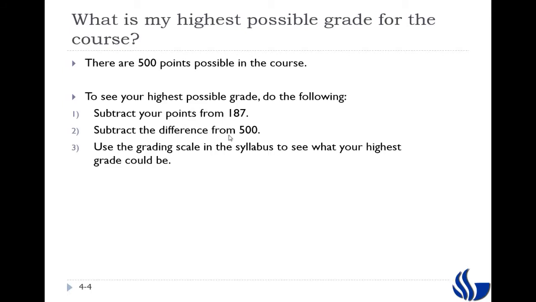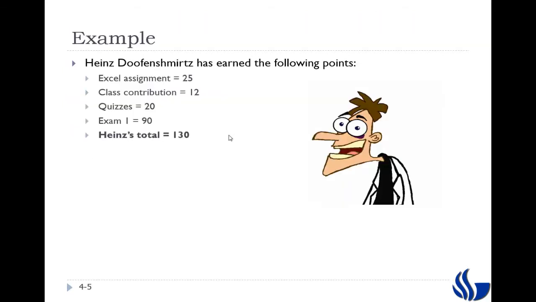Let me give you an example for a fictitious student named Heinz Doofenshmirtz. Heinz Doofenshmirtz, let's assume, has earned the following points. He got 100 points on the Excel assignment. He's been to every class, so he's got all 12 class participation or contribution points. And he's missed some points on the quizzes, so he's only got 20 out of 25 points. He also only got a 90 on exam 1. So the total points that he's earned up to this point are 130.